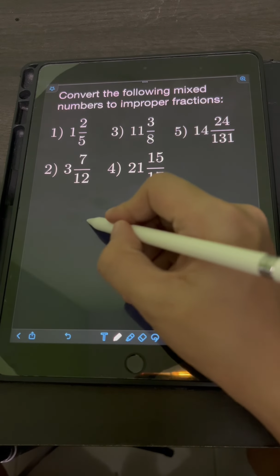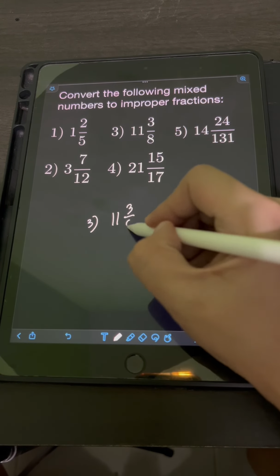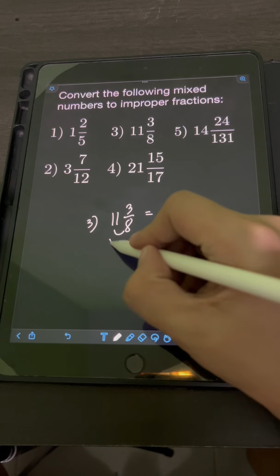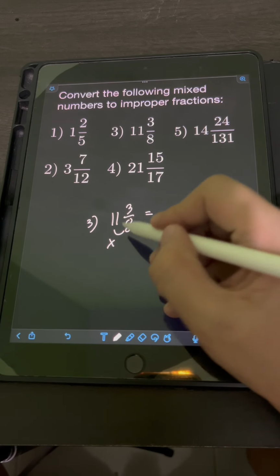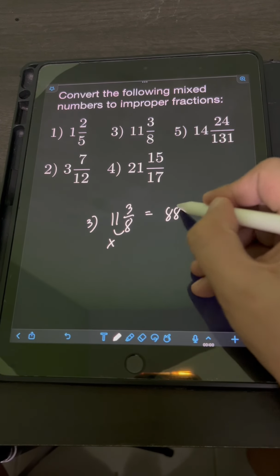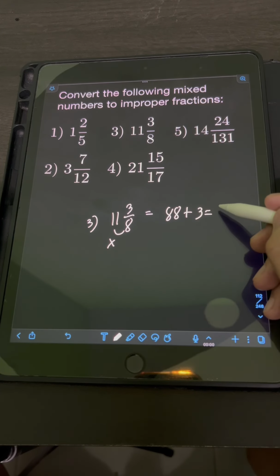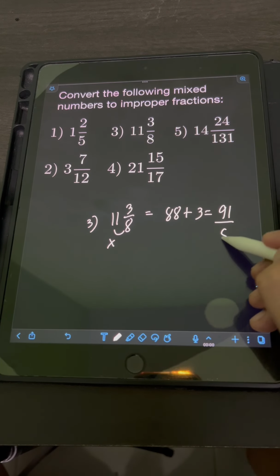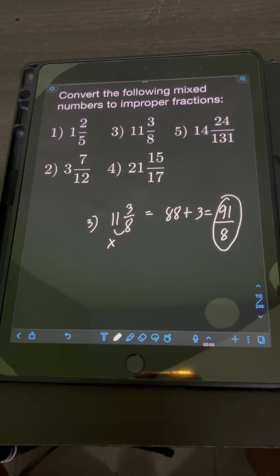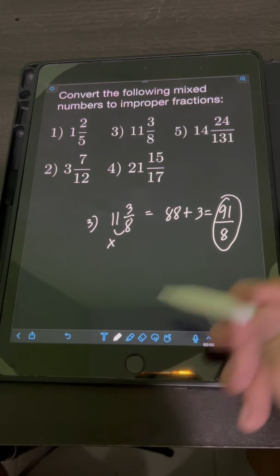For number 3, we have 11 and 3/8. Again, let's multiply the denominator by the whole number. 8 times 11, 88. Then plus the numerator 3. So 88 plus 3, that is 91 over the same denominator of 8. So the final answer is 91 over 8.